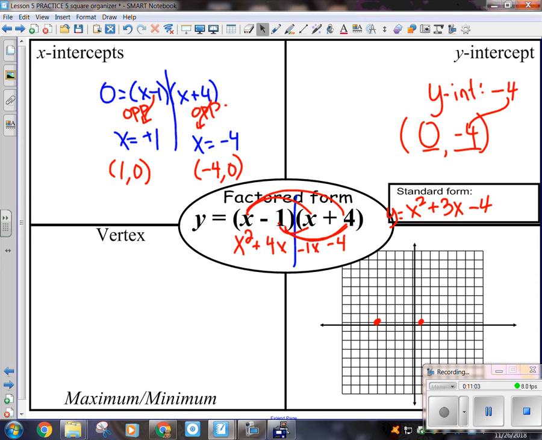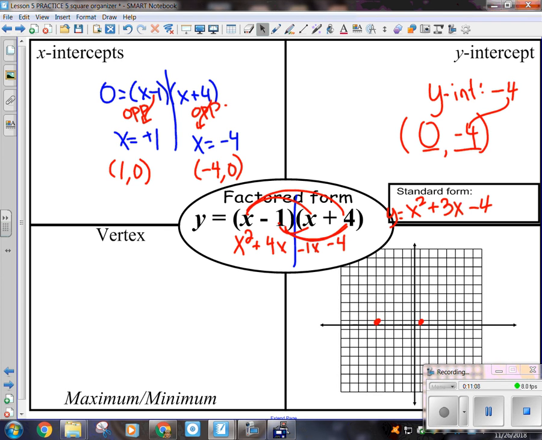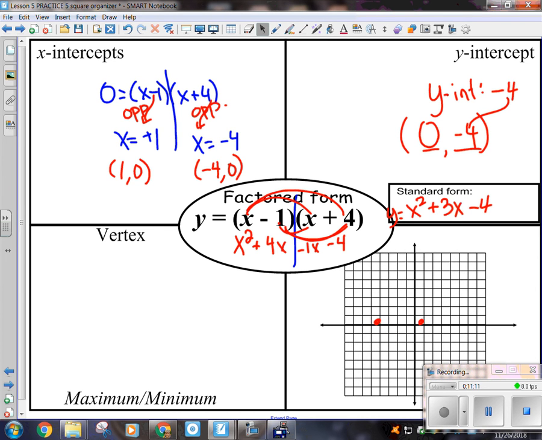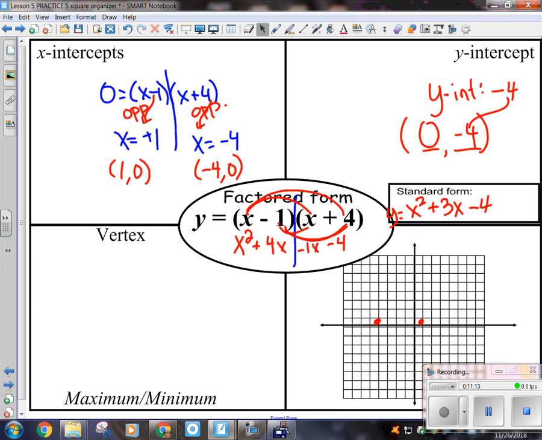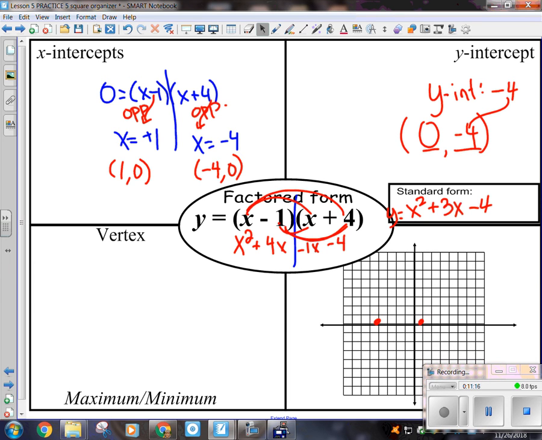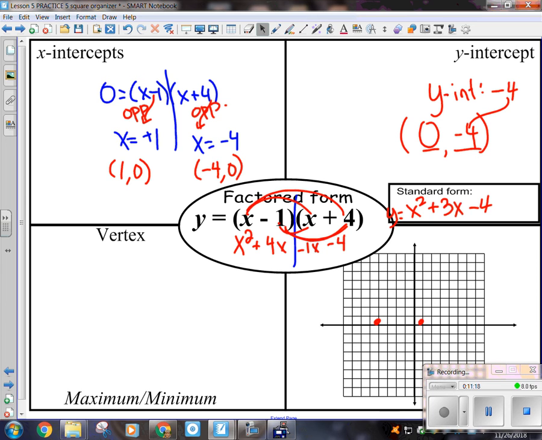Okay, we'll stop right there. So 0 and negative 4. 1, 2, 3, negative 4. That doesn't look really good, does it? There's the next question. I'll put negative, positive 1, 1, 2, 3.